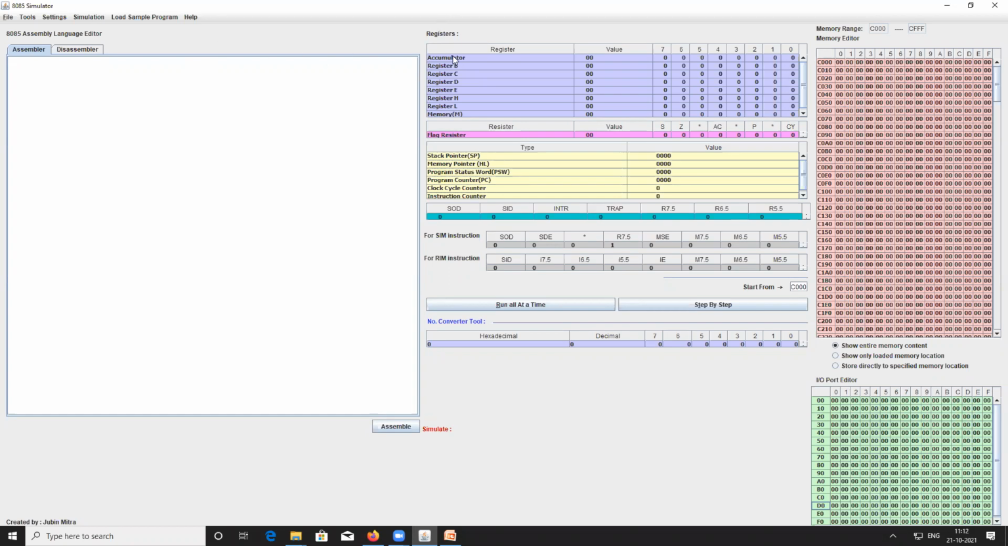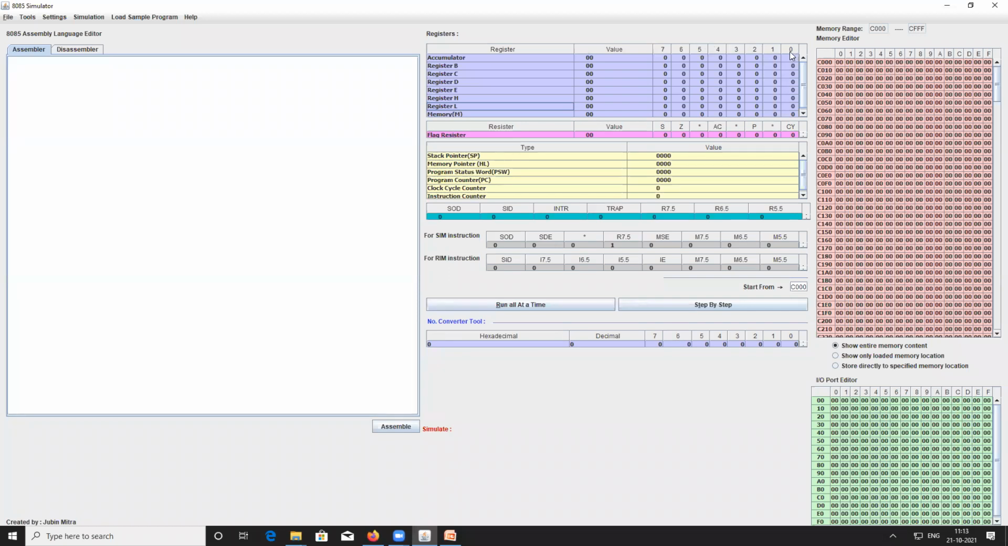See, here are the registers: accumulator, register B, register C, register D, register E, register H, and register L. In these registers, we create 16-bit pairs: the BC pair, the DE pair, and the HL pair. These pairs are decided by the manufacturer who designed the 8085. B and C are 8-bit registers which we use for 8-bit data.